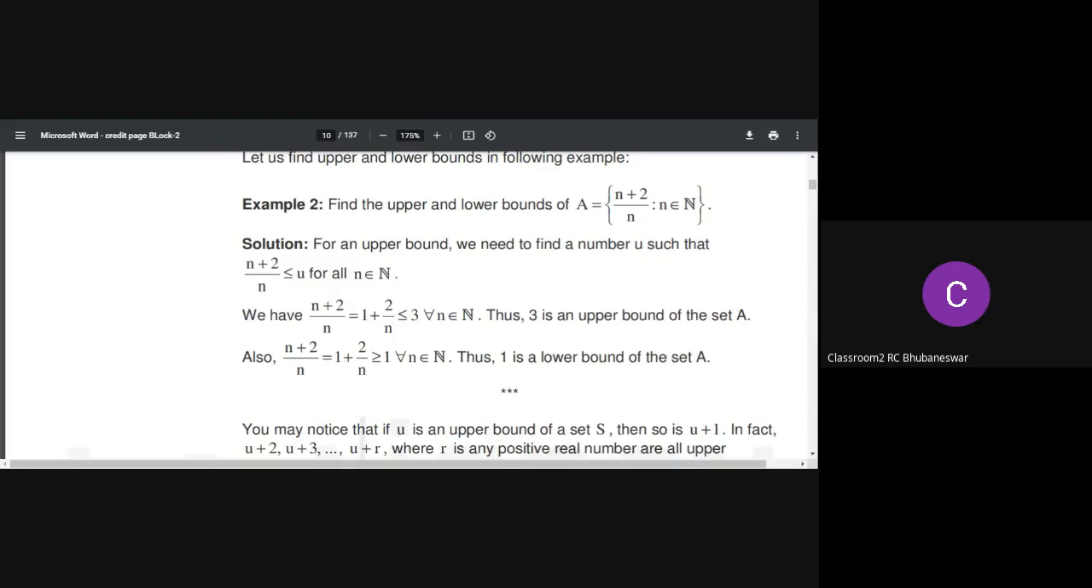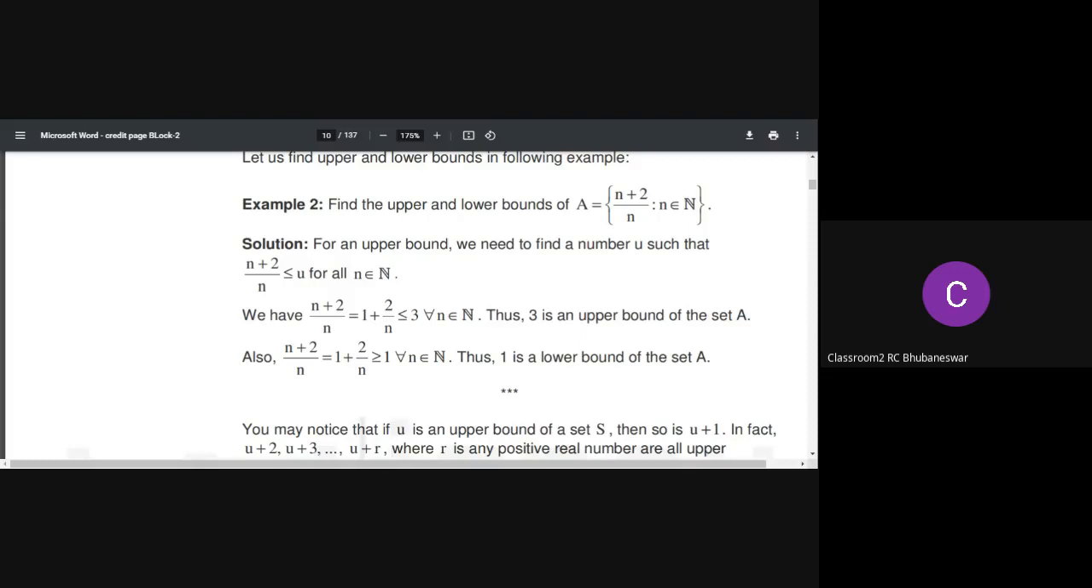Here we can see a very simple algebraic operation, which can be written as 1 plus 2 by n. When n is 1, the very beginning of the set of natural numbers, 2 by 1 is 2, so 1 plus 2 is 3. Clearly you can see that the value is 3, so the upper bound is 3.